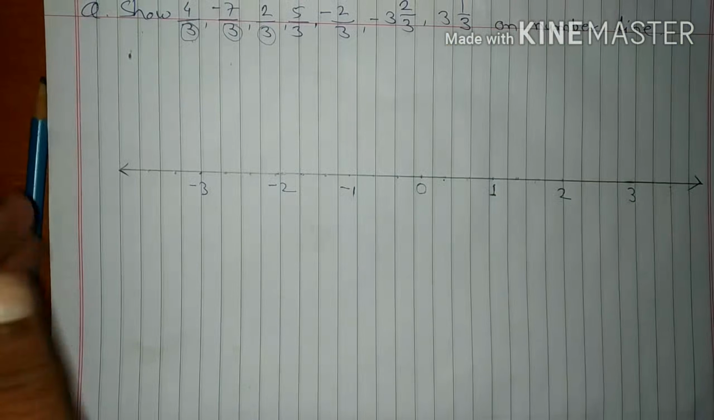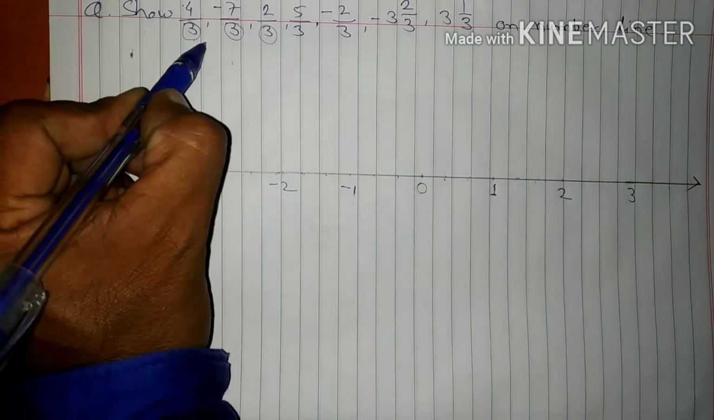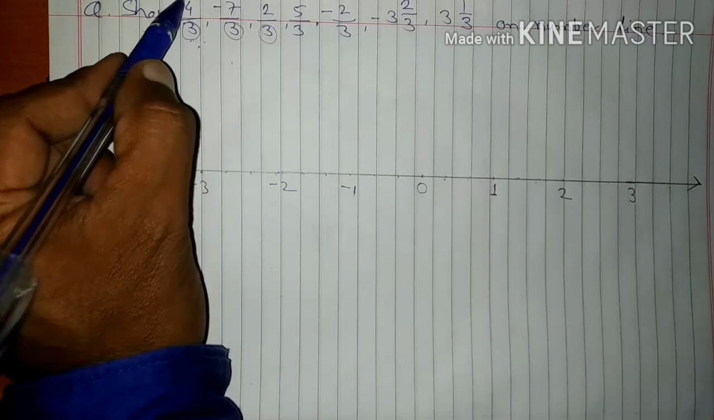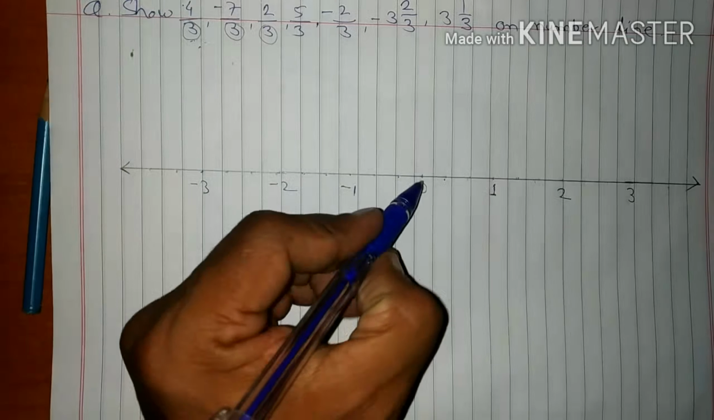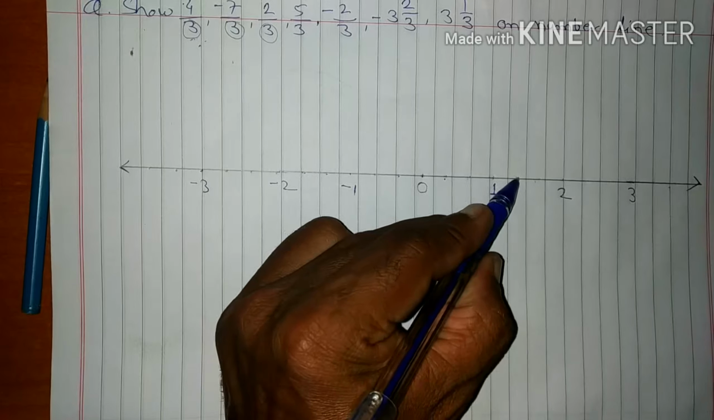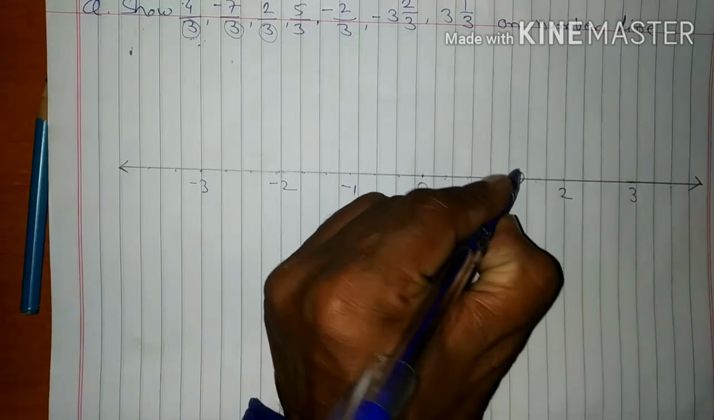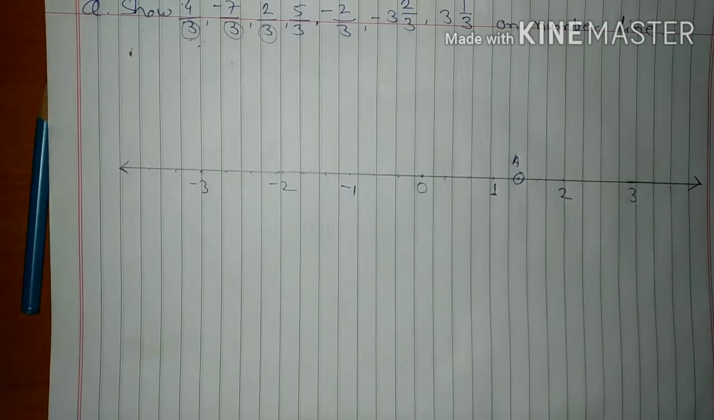Okay guys, now first number we have to show is 4 upon 3. Denominator is 3, numerator is 4, means we have to show fourth partition on positive side. So that will be, this is 0, 1, 2, 3, 4. So suppose this is point A, which is equal to 4 upon 3.